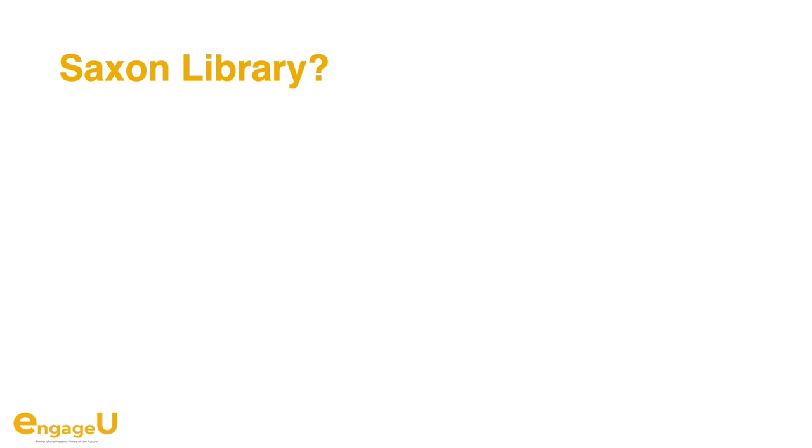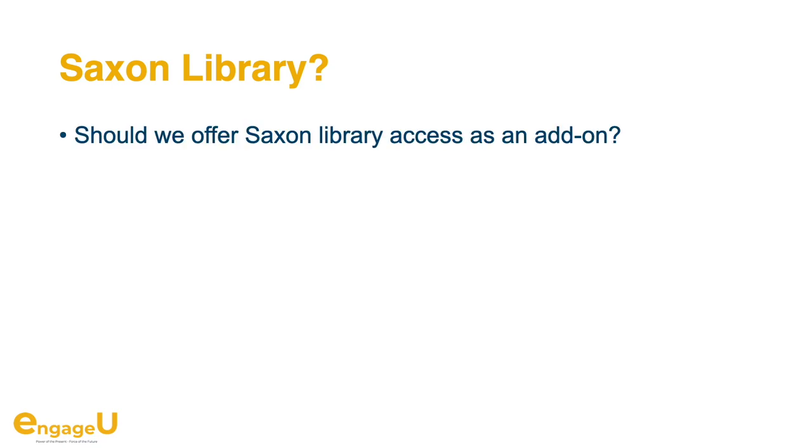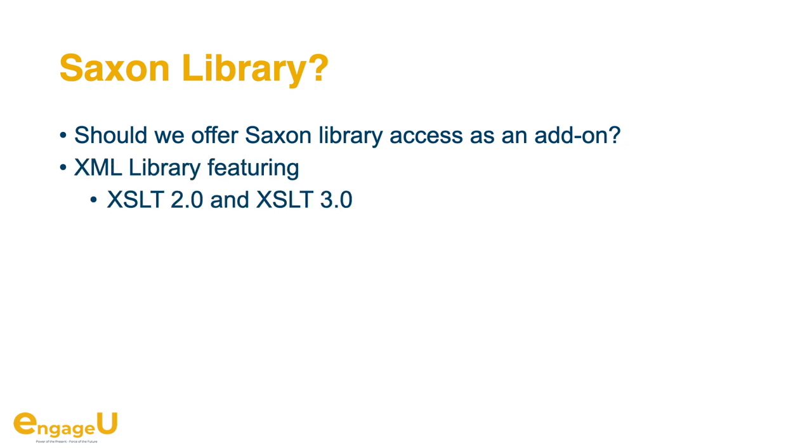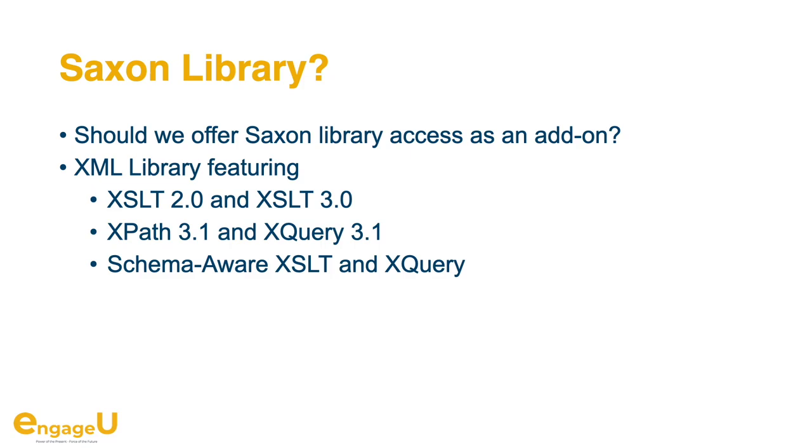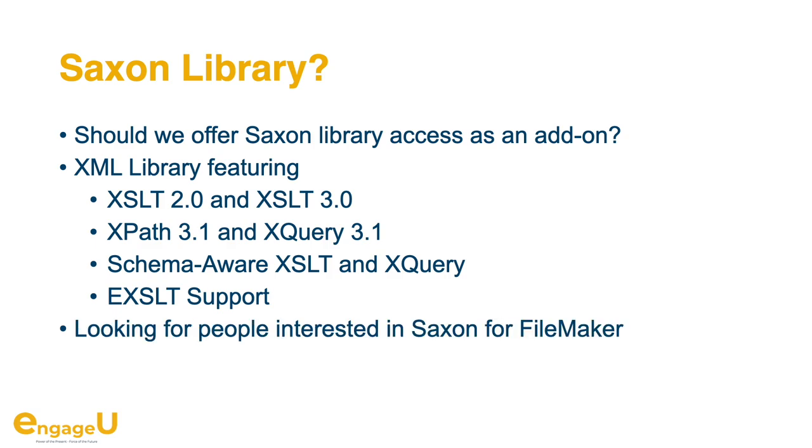Then we have the idea to maybe use the Saxon library in the MBS plugin. I'm not sure if any one of you does a lot of XML processing. It's a commercial XML library which can do XSLT 2, XSLT 3, XPath 3. It can do schema-aware XQuery queries. It can do a lot of things, and I'm interested to learn if anyone is interested in getting this into FileMaker to get some better XML support, because it's a commercial library. I would have to license it, and it's quite expensive, so I would only do it if I find enough people who like to have this feature.